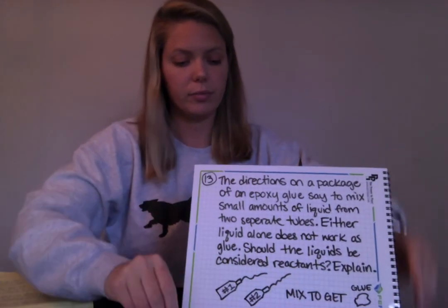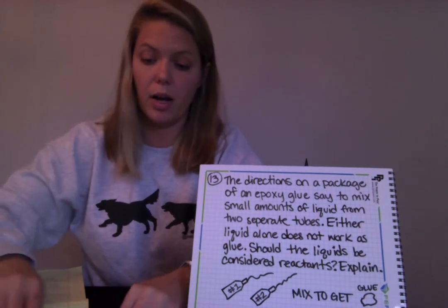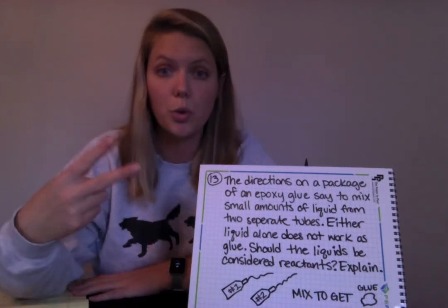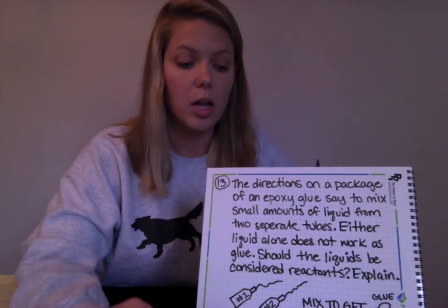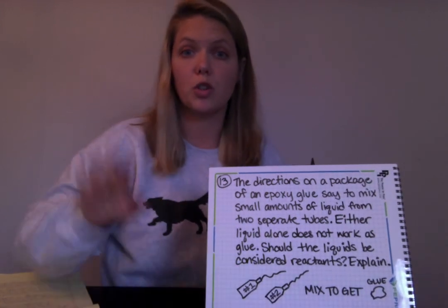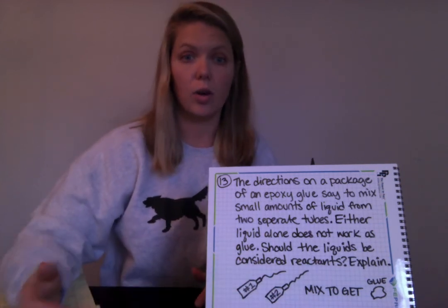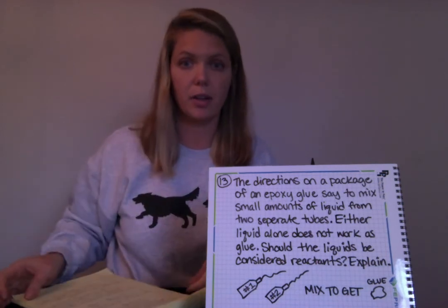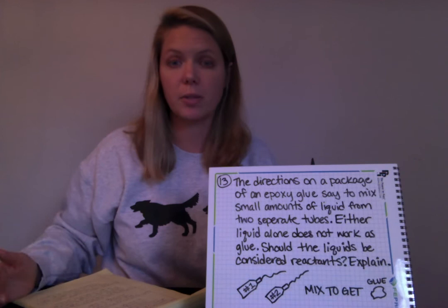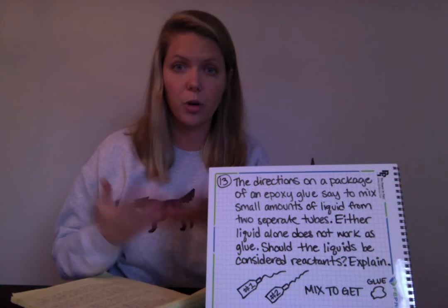All right, now we're on to number 13. It gives us a kind of elaborate question asking us about some epoxy glue that comes with 2 different tubes. I drew a little thing here for you because I can't help myself. So we have 2 tubes with 2 separate liquids, and they want to know if these things are considered reactants. Neither of them are glue on their own. It'd be like me trying to glue 2 pieces of paper together. I put tube number 1 by itself, it's not holding them together. I put tube number 2 by itself, not holding anything together. You have to mix them together in order to form that glue.